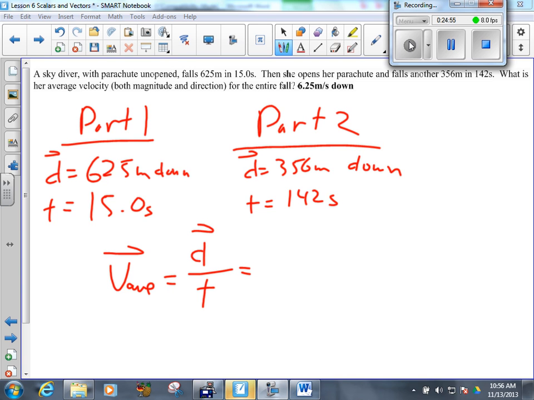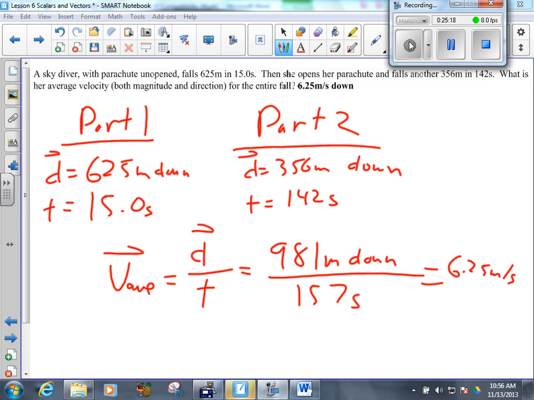981. 981 meters down over the total time, 157 seconds. When I do that, total distance over total time, I should get 6.25 meters per second down.